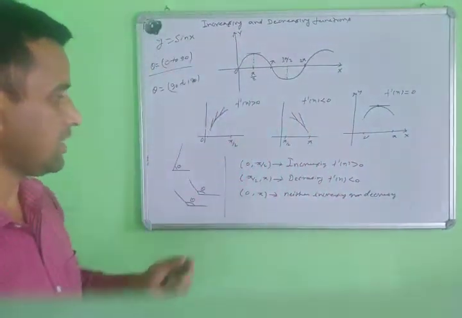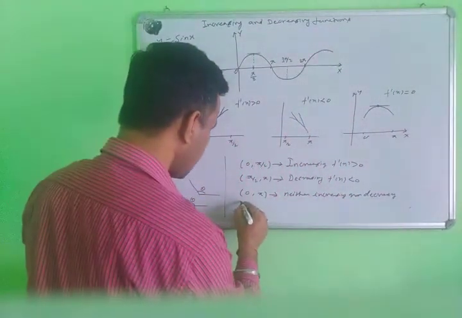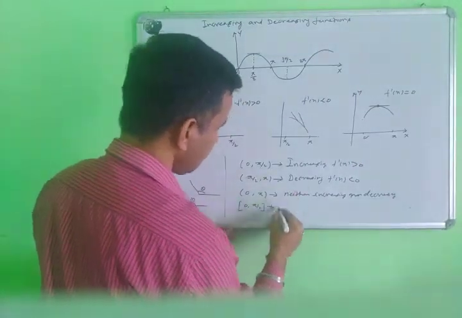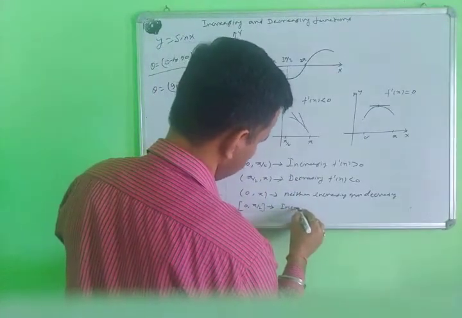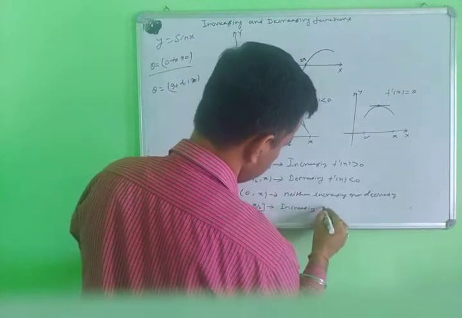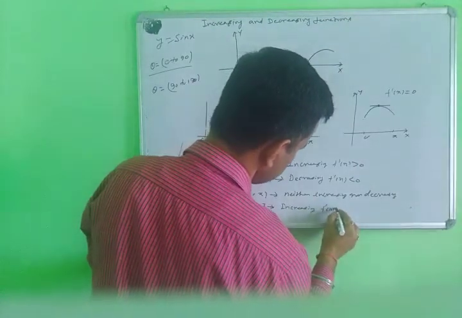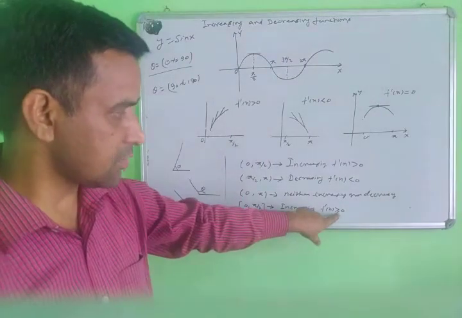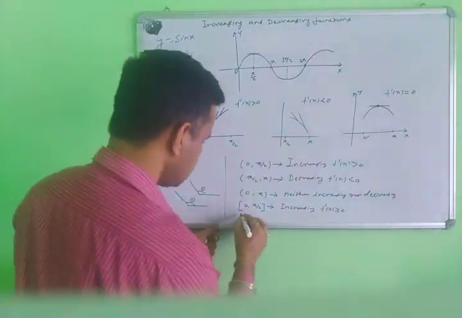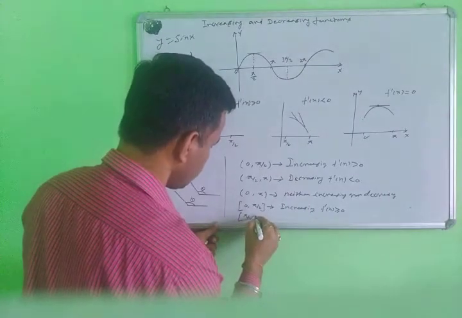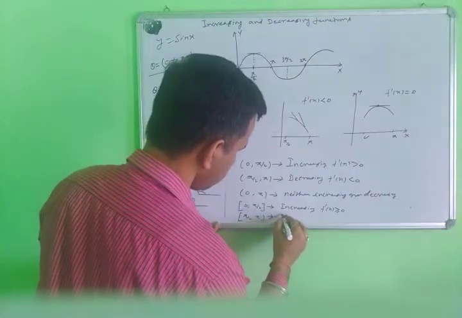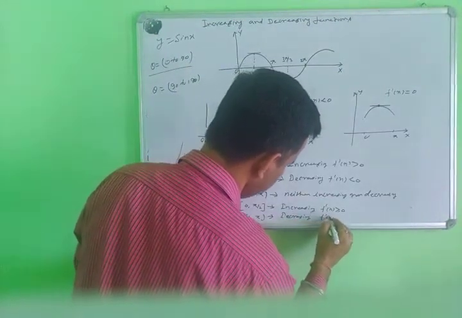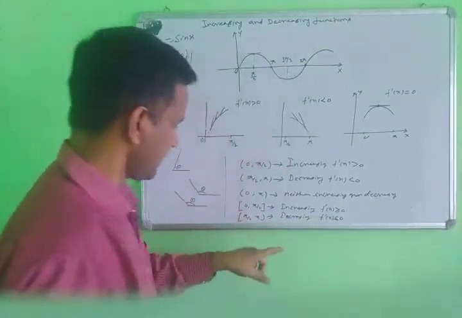Neither increasing nor decreasing. Suppose you are taking the closed interval 0 to pi by 2, then the same function will be increasing, but f dash x is greater than or equal to 0. When using the closed interval, you will be using the equal sign here. Same thing here, from pi by 2 to pi the function is decreasing, but here f dash x is less than or equal to 0.